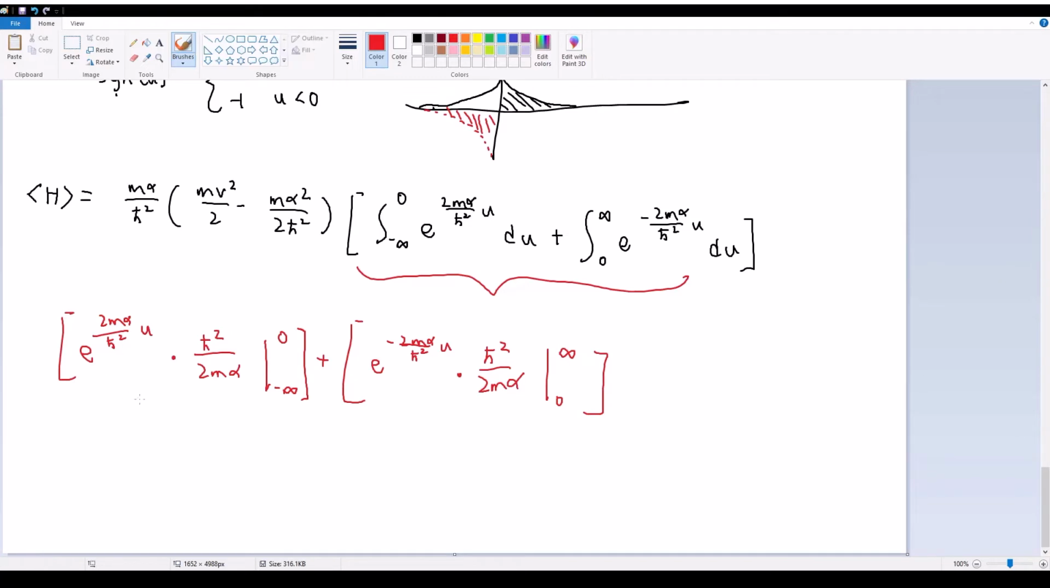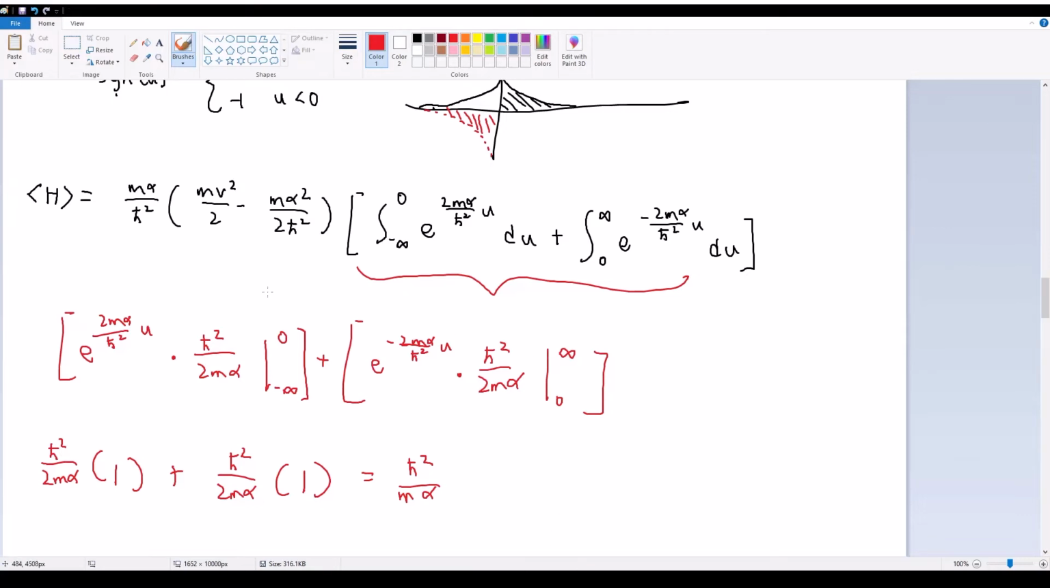In which case, at this point, this is going to give us h bar squared over 2m alpha times 1 plus 0. And we're adding h bar squared over 2m alpha times, at infinity, this is 0. And then at 0, this is going to be 1. So at this point, we just have h bar squared over m alpha.